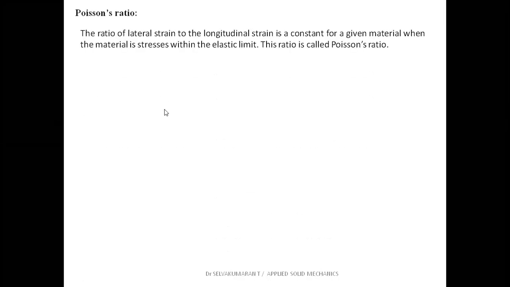Good morning. Today we will see a new parameter called Poisson's ratio. The ratio of the lateral strain to the longitudinal strain is a constant for a given material when the material is stressed within the elastic limit. So this ratio is called Poisson's ratio, which is denoted by 1 by m or mu: lateral strain divided by longitudinal strain, or lateral strain divided by linear strain, whatever it is.